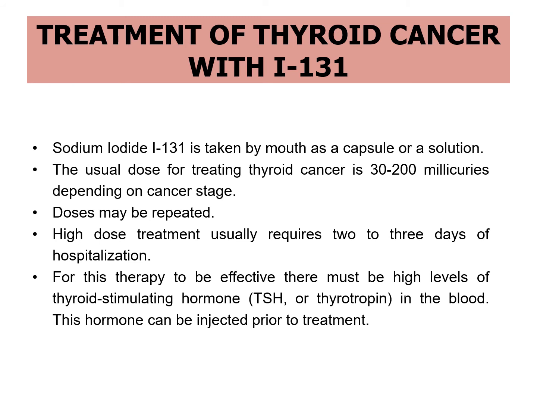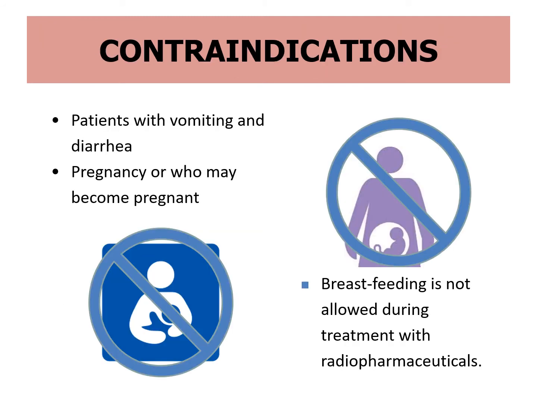The doses may be repeated in 6 months or 1 year. High dose treatment usually requires 2 to 3 days of hospitalization. In some centers they give the iodine on Monday, and then the patient will be discharged on Friday after they have done the scanning. For this therapy to be effective, there must be a high level of thyroid stimulating hormone, TSH or thyrotropin, in the blood. So this hormone can be injected prior to the treatment; you can give Thyrogen to the patient.